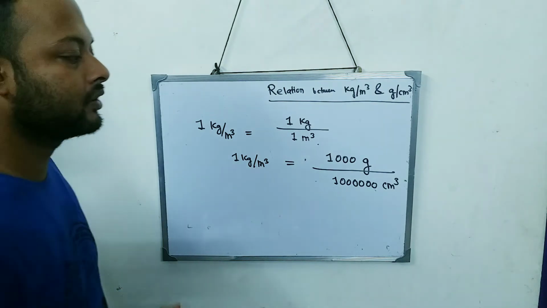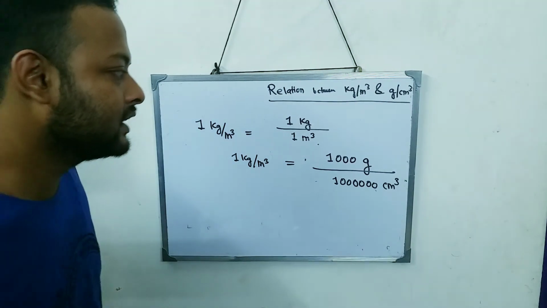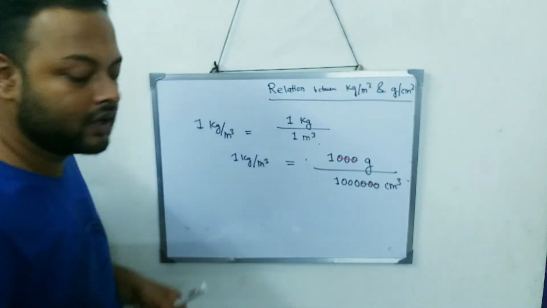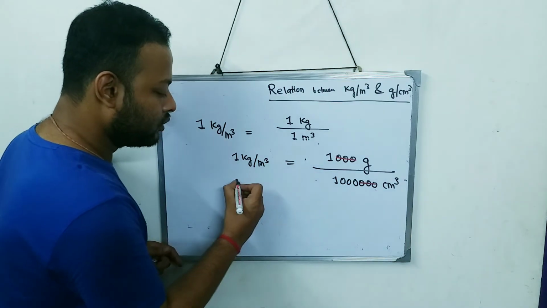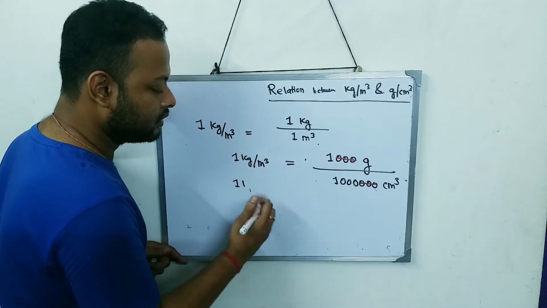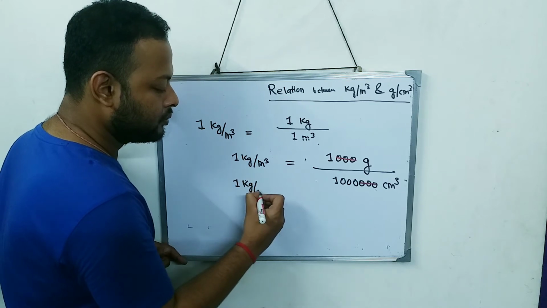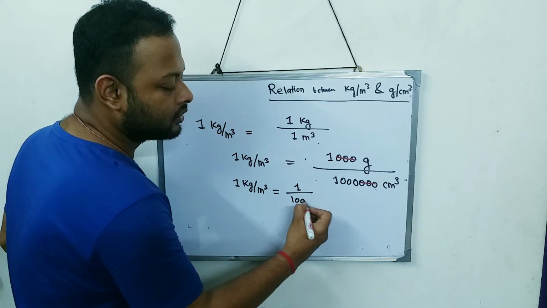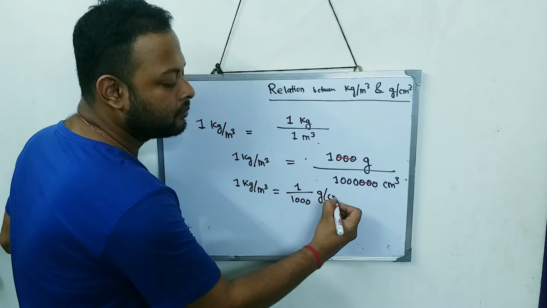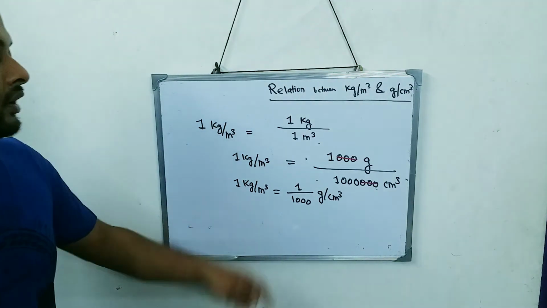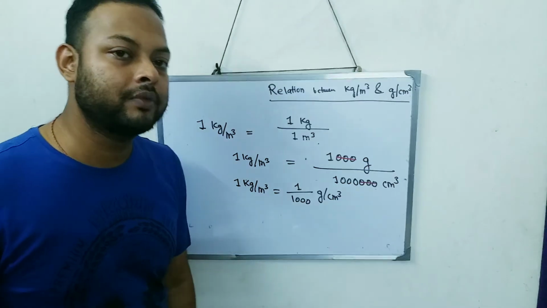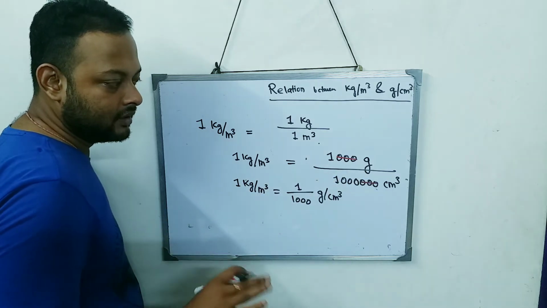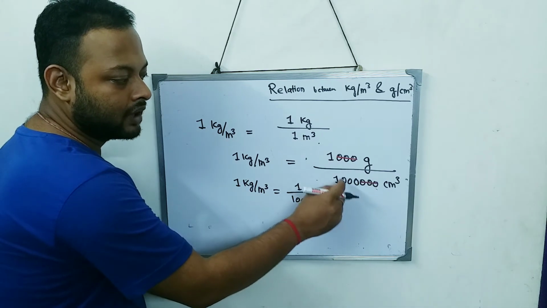Now after this, we will do a little bit of cancellation. Cancelling the 3 zeros, what am I left with? 1 kg per meter cube is equal to 1 by 1000 gram per centimeter cube. So 1 kg per meter cube is 1 by 1000 gram per centimeter cube, right? Because the zeros got cancelled, I am left with 1 by 1000.